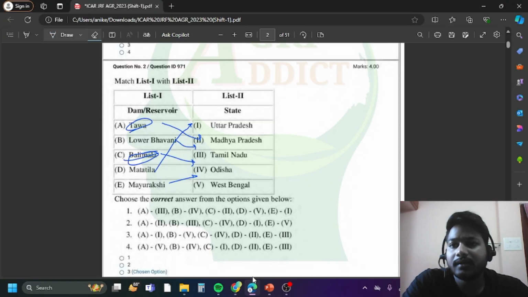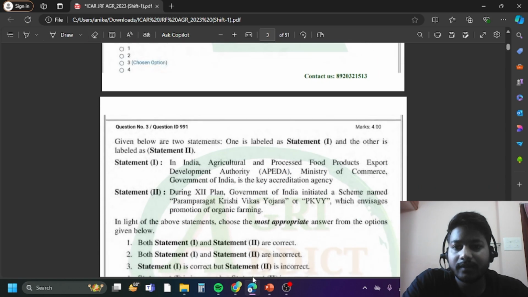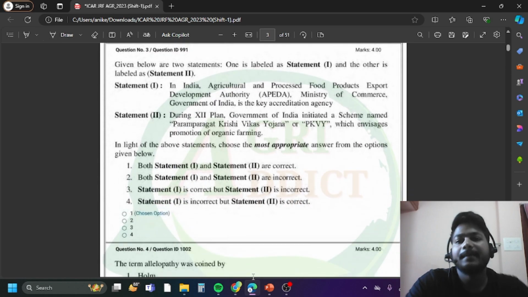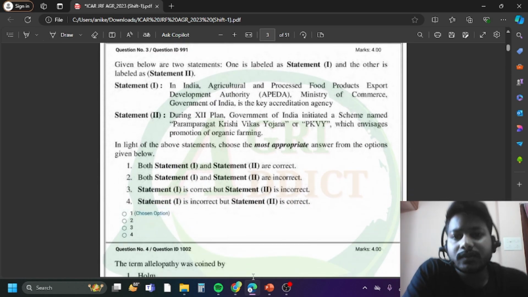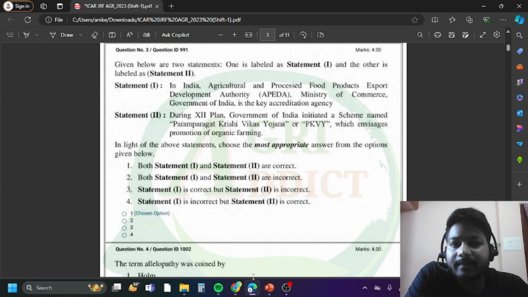Coming back to our question. Moving forward, question number 3. It is a statement based question, so let's read the statements carefully. In statement 1, in India, APEDA, that is Agricultural and Processed Food Products Export Development Authority, Ministry of Commerce, Government of India, is the key accreditation agency. They are telling that APEDA is the key accreditation agency.